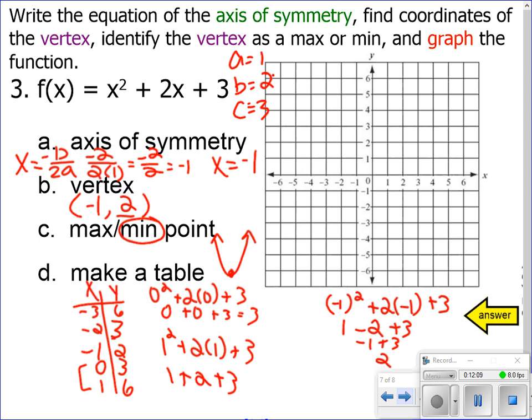And then again, I'll graph my points. Again, this should open up. So I've got a point at negative 1, 2. I've got a point at 0, 3, and negative 2, 3, and at 1, 6, and negative 3, 6. And then I get my parabola shape. Again, you want to get that U shape. And this is how we graph a parabola.